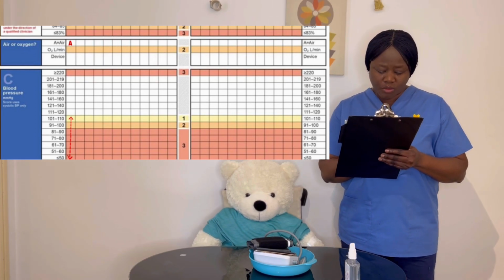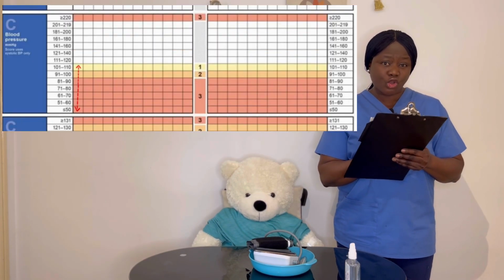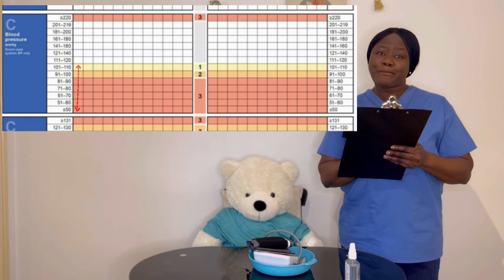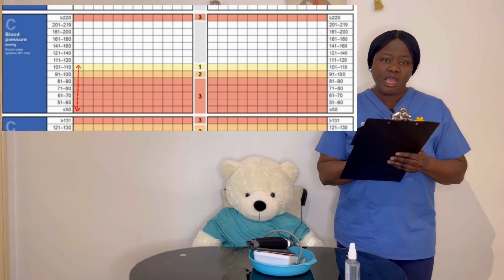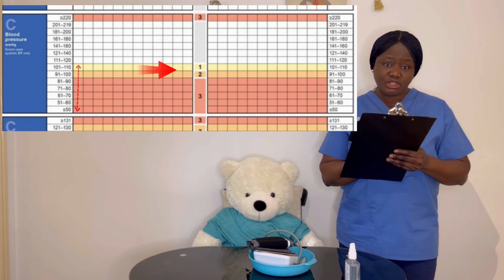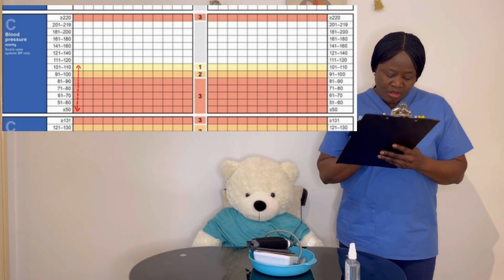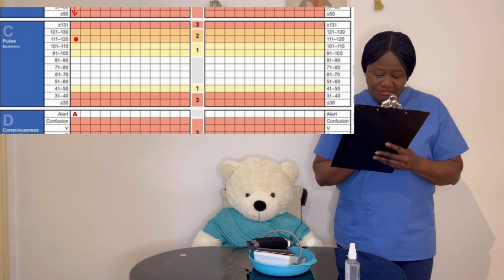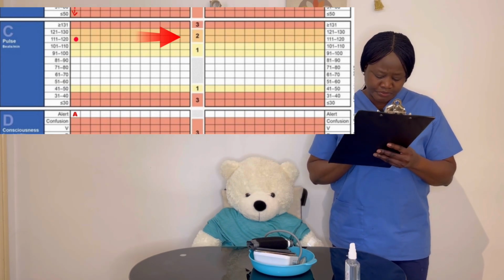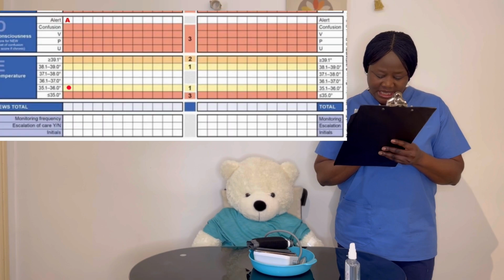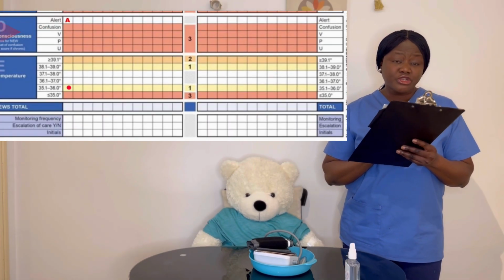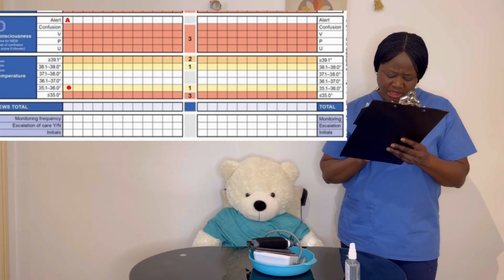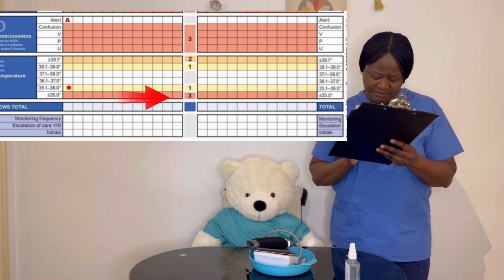The blood pressure is 110/50. I'm scoring the systolic, but I'm plotting both the systolic and diastolic. So systolic of 110 gives me a score of 1. Heart rate is 112. That gives me a score of 2. For the consciousness, I'll write capital A in front of alert. Moving to the temperature, 36, that gives me a score of 1.